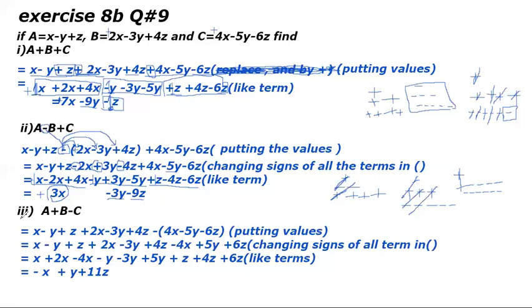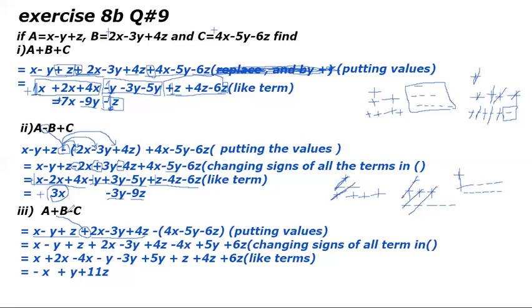Let's solve the third part of the question, which is A plus B minus C. You can see this is a negative sign. We should be very careful. What we have to do is, first step is putting values. Putting values means the value of A is x minus y plus z. Value of B, this plus sign. You can see this plus sign because this is this plus sign. And now this is 2x minus 3y plus 4z, the value of B.